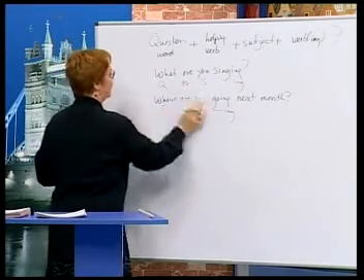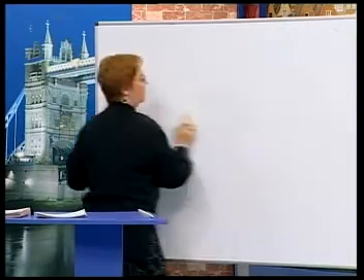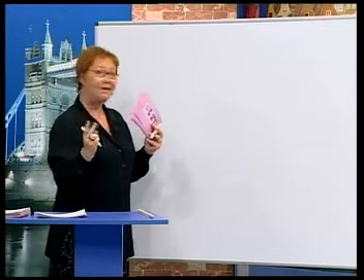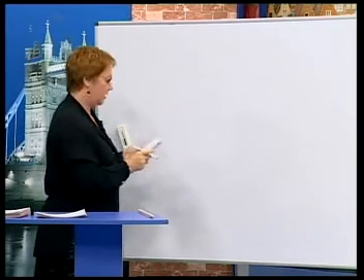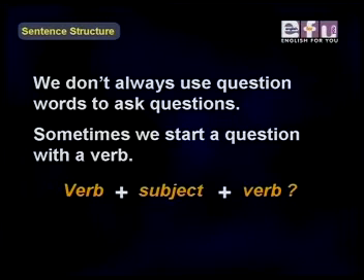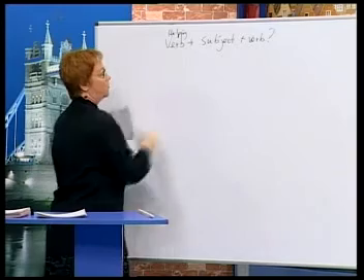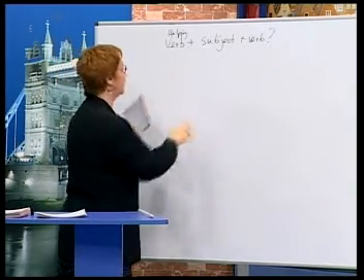We're going to look at yes-no questions. Yes-no questions can have three answers: yes, no, I don't know. So for these yes-no questions, this is how it looks. Verb plus subject plus verb. This is going to be a helping verb, if it's a normal verb. If it's the verb be, then it's only one.